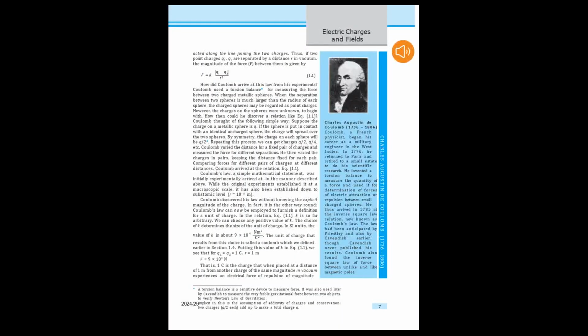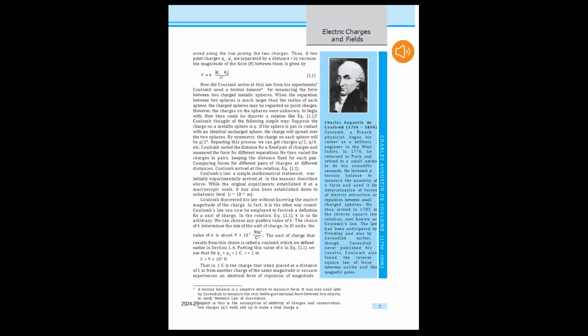In the relation given in equation 1.1, k is so far arbitrary. We can choose any positive value of k. The choice of k determines the size of the unit of charge. In SI units, the value of k is about 9 × 10^9 N m² / C². The unit of charge that results from this choice is called a coulomb, which we defined earlier.